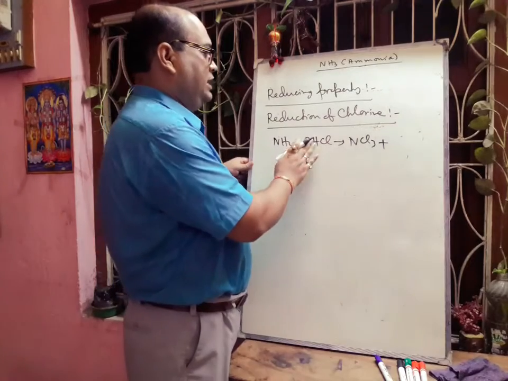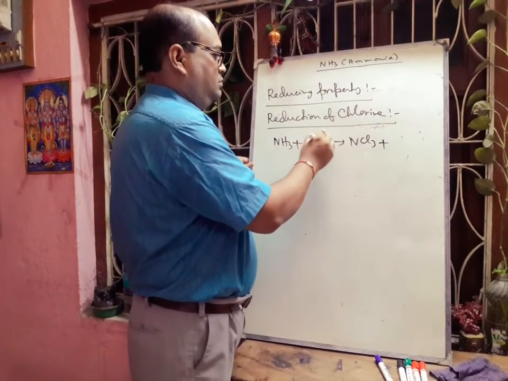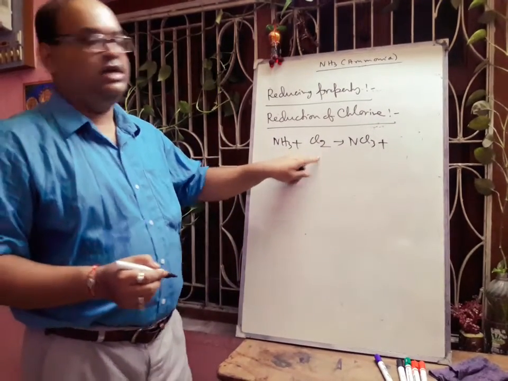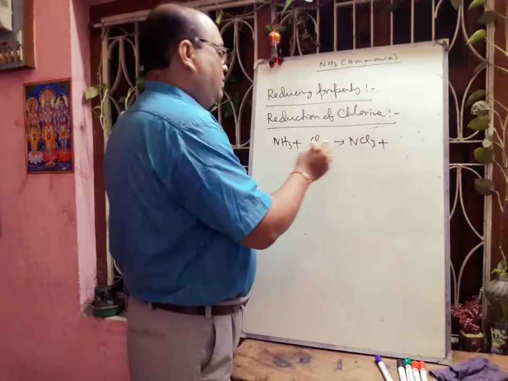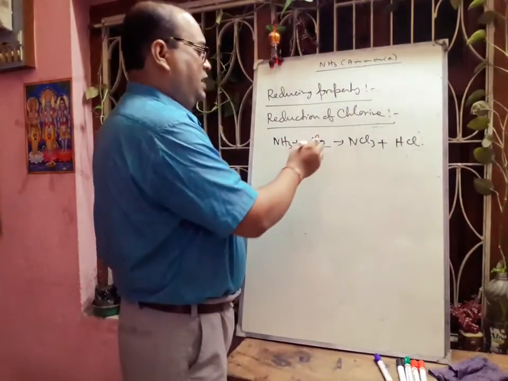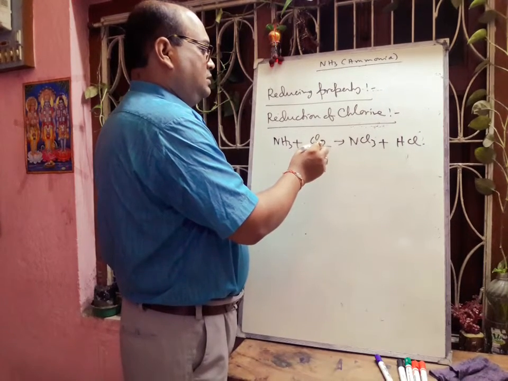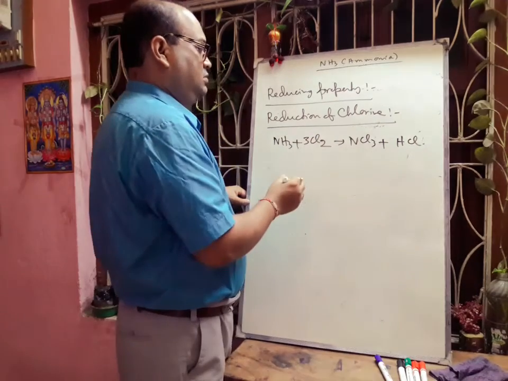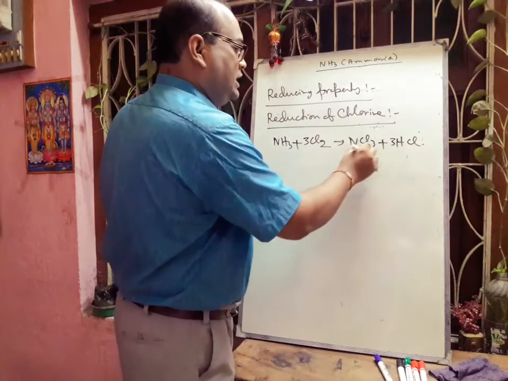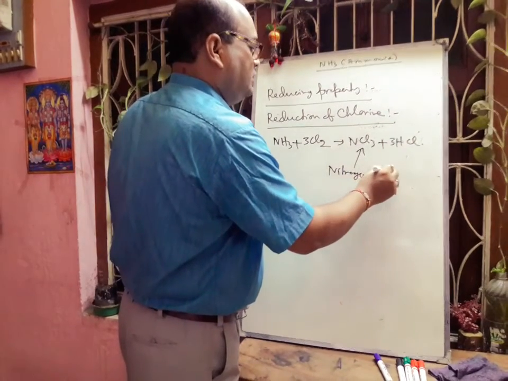Sorry, it will react with chlorine gas. So NH3 is reacting with chlorine gas. Okay, so forming that NCl3 plus HCl. So here chlorine gas, you have to balance the equation. That is, you have to take 3 Cl2, then it will produce 3 HCl. So this one is the nitrogen trichloride.